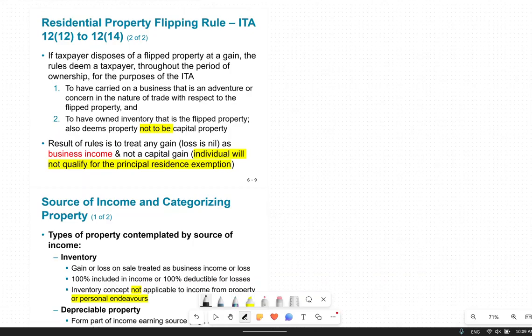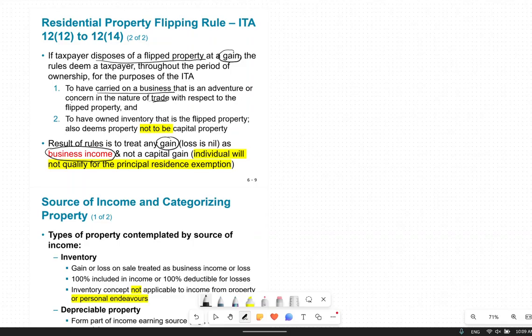Now going further, if a taxpayer disposes of a flipped property at a gain, the rule deems the taxpayer throughout the period to have carried on a business, an adventure or concern in the nature of trade. So we think of it as you're buying the houses to flip. Your business is to buy the house and sell it for a higher price, and you're going to have a gain. That gain is treated as business income. If you have a loss, you cannot claim this loss.